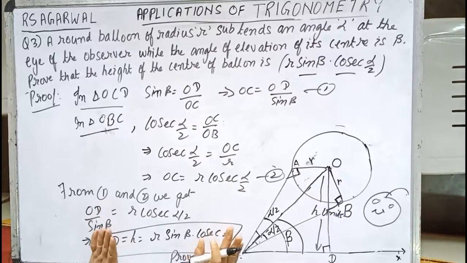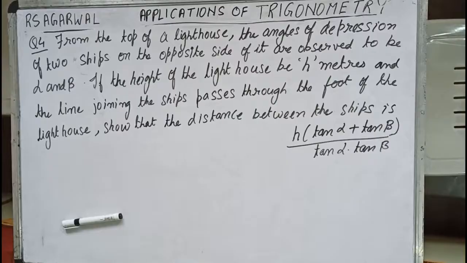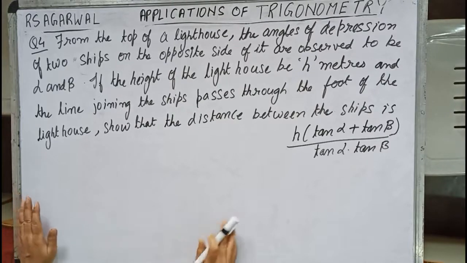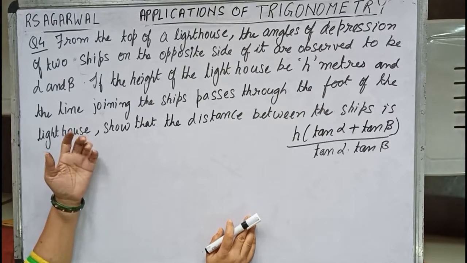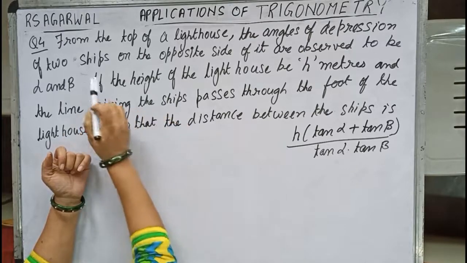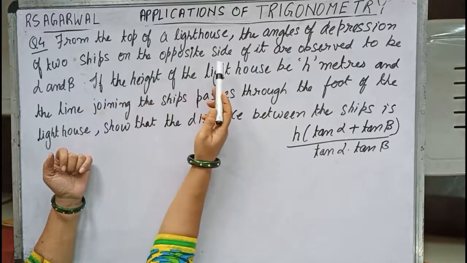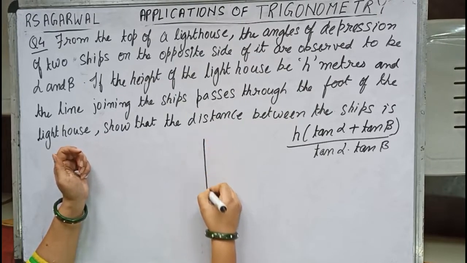So this also is another important sum. Let me go to the next sum. Question number 4, again one of the solved examples of R.S. Agarwal. In my book it is solved example number 17. You see in your book which number it is, because I have written the complete question over here. The question is: from the top of a lighthouse. Suppose this is the lighthouse AB.